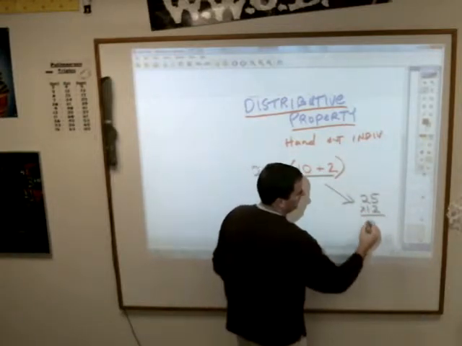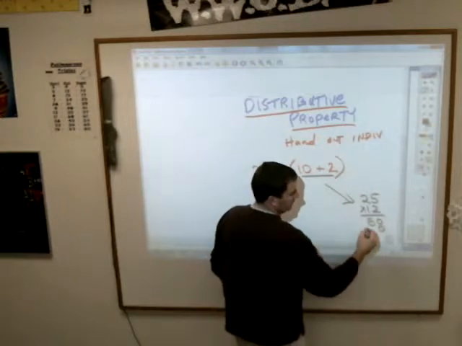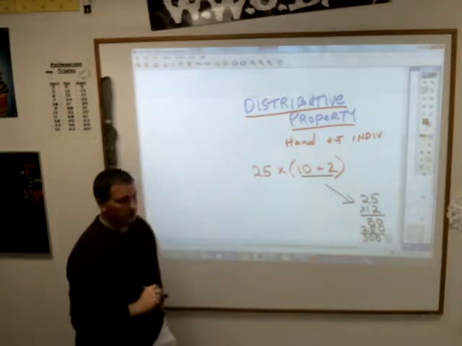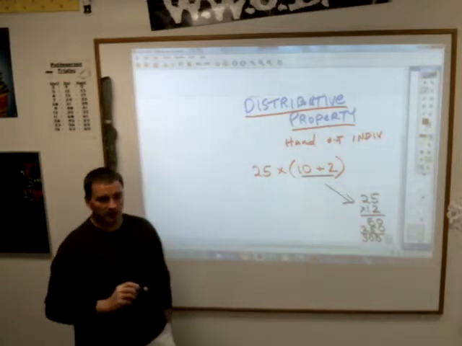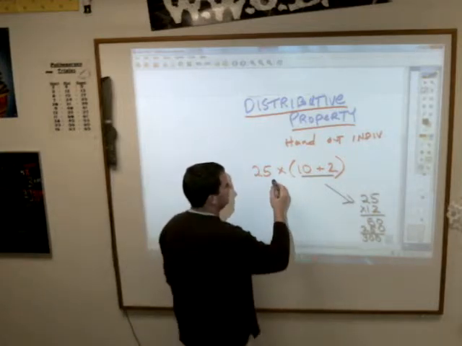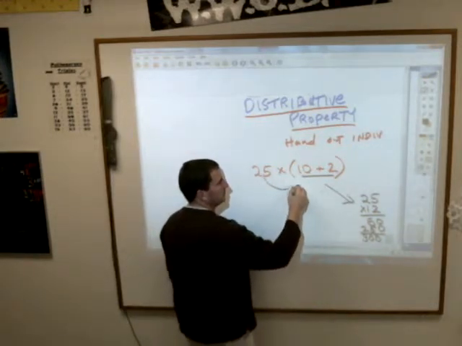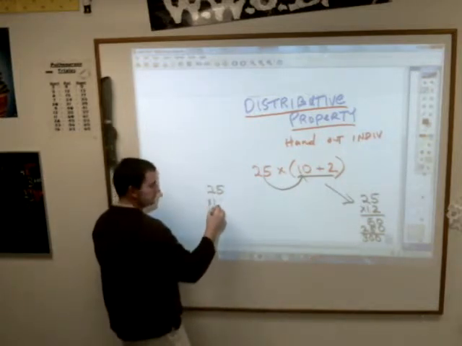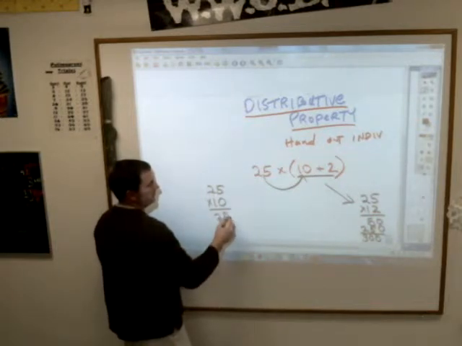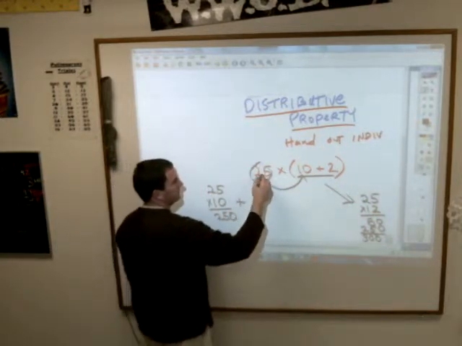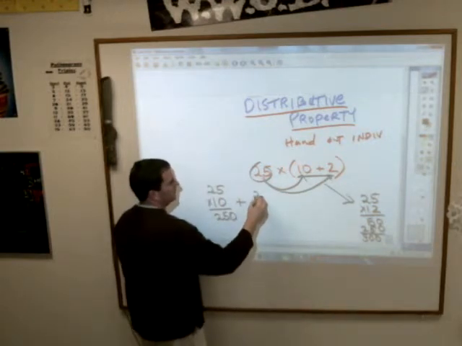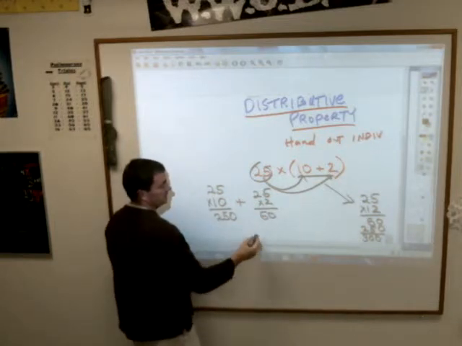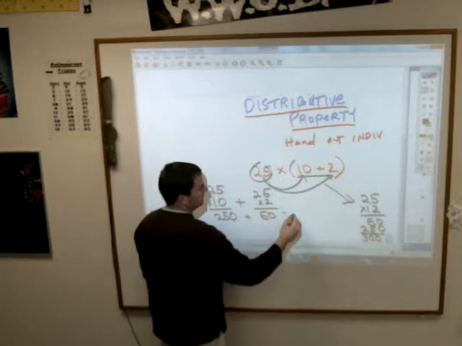Let's do that problem real fast. I get 50, bring down a 0, 25. I get 300. That's one way to do it. Or the other way is using the distributive property, which says I can do this like this. I can distribute this out and take 25 times 10, get my answer, and then add that to what 25 times 2 is, which is really the same thing that we actually just did. And I add those two together. 250 plus 50 is 300.